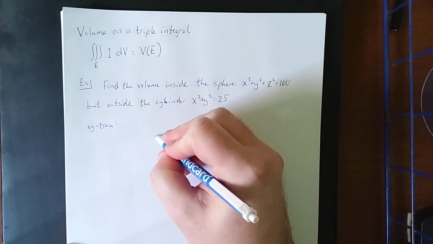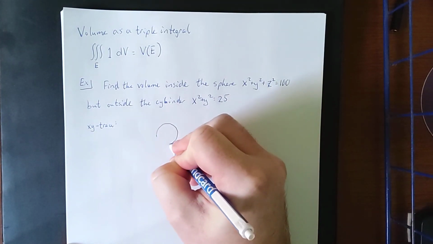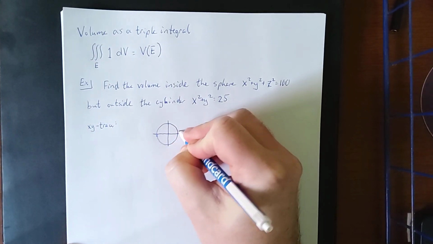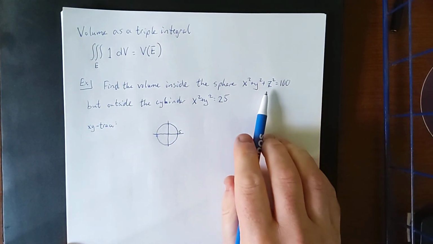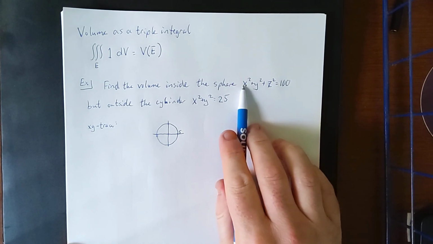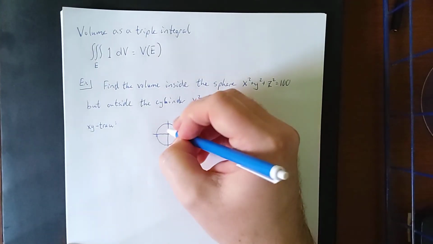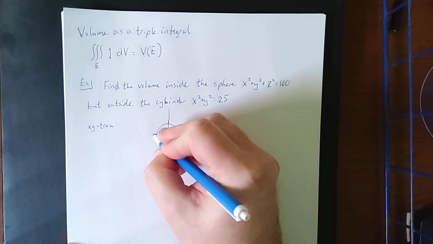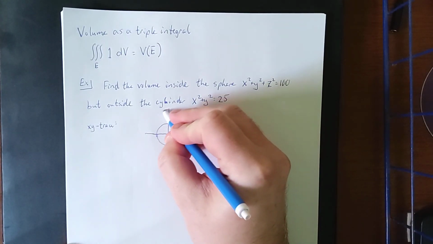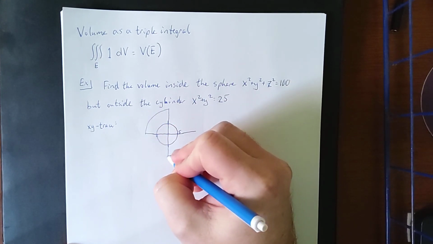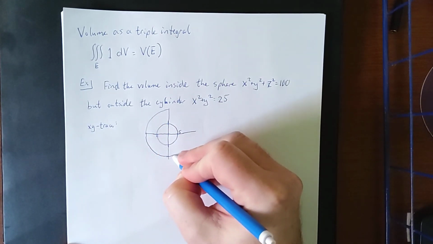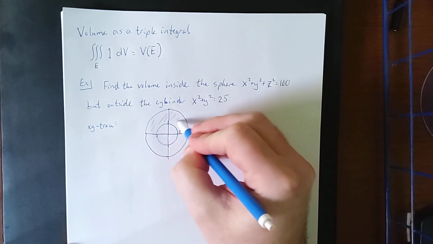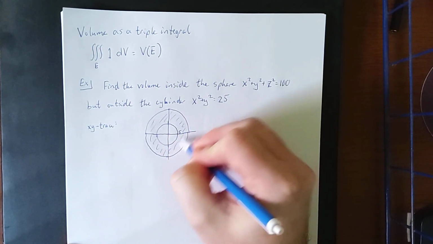Now x squared plus y squared is equal to 25. That's going to be a circle of radius 5. And if we take a look in the xy plane, we're going to see x squared plus y squared is equal to 100, which is going to be a circle of radius 10. So within the xy plane, this is what our region would look like. We're considering the region that's between these two things.